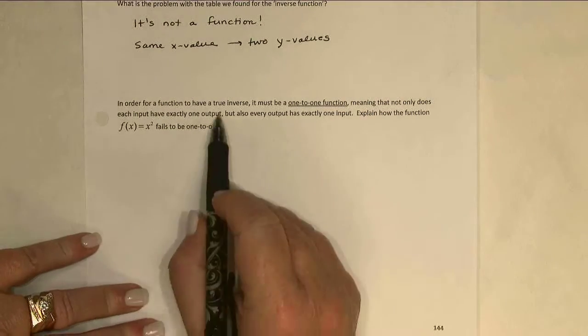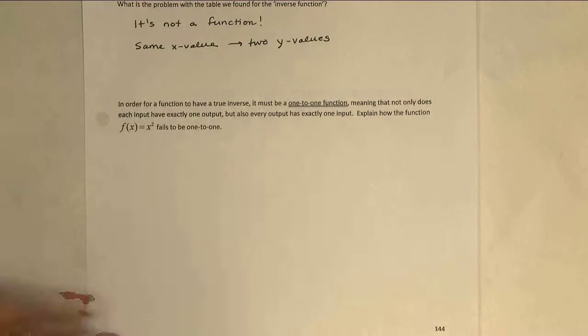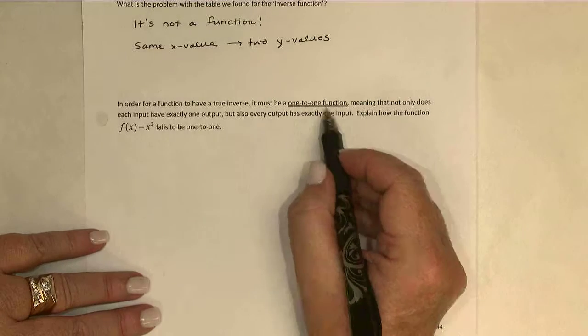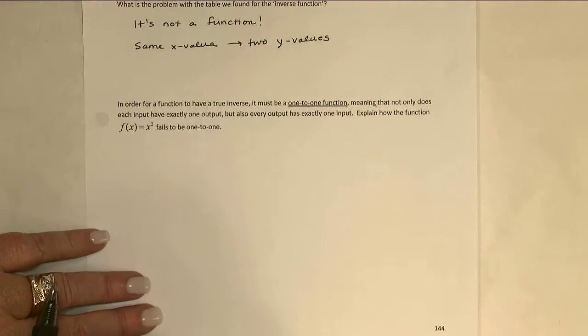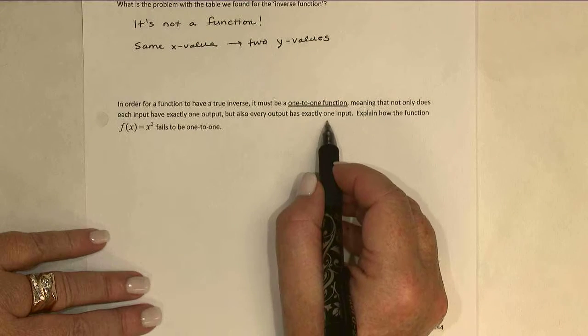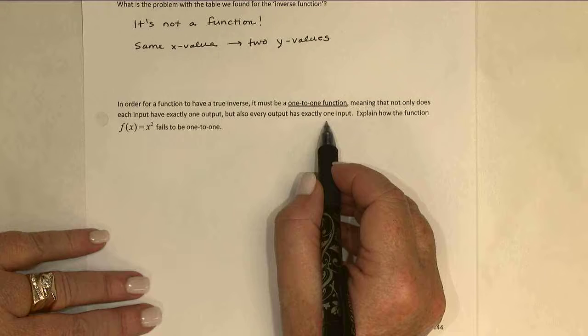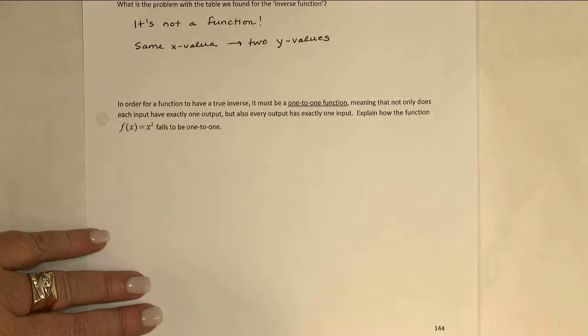In order for a function to have a true inverse, it has to be what we call one-to-one, meaning that not only does each input have exactly one output, but also every output must have only one input. That way, when we reverse the table, we'll still have a function.